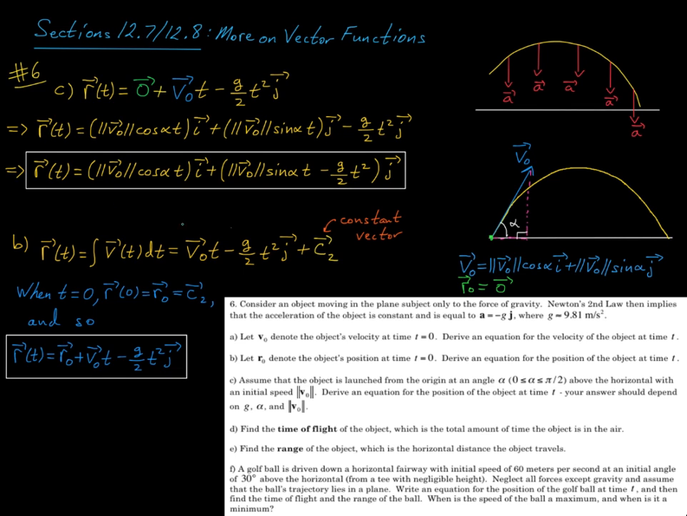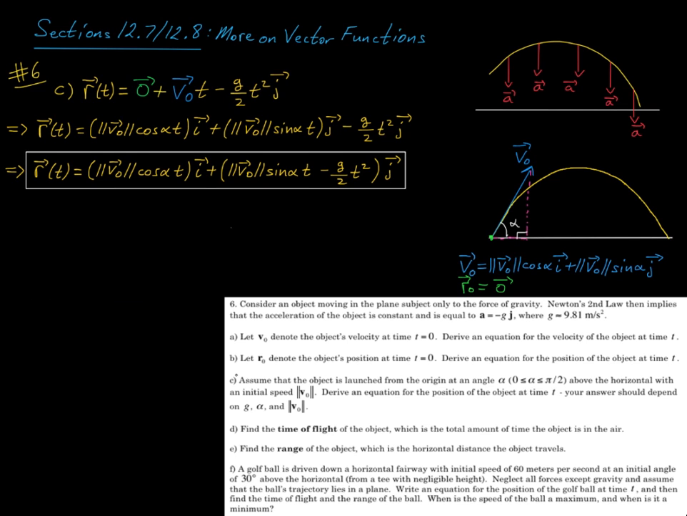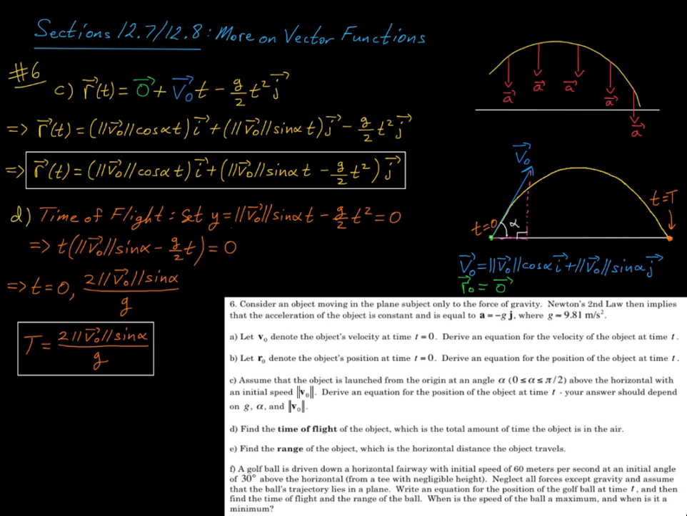Okay, great. So now let's go ahead and press on to part D. It says, find the time of flight of the object, which is the total amount of time the object is in the air. So we're launching the object from the origin, so what we really want is the time when the object will land. That'll be the total amount of time the object's in the air, and I'll call that time capital T.